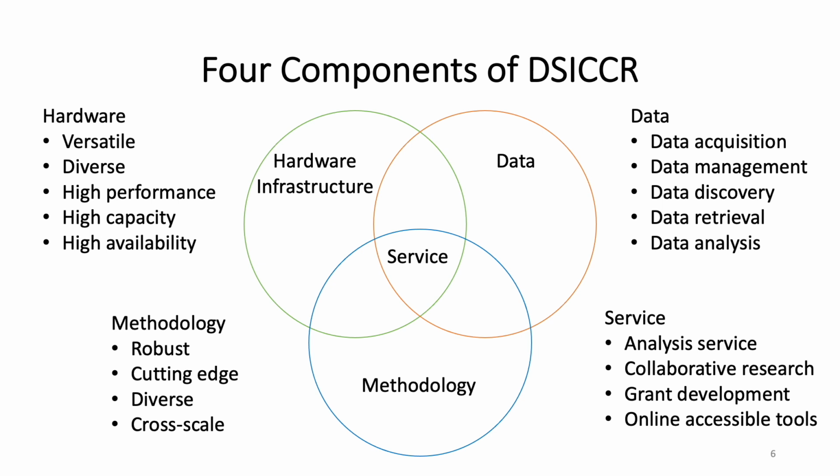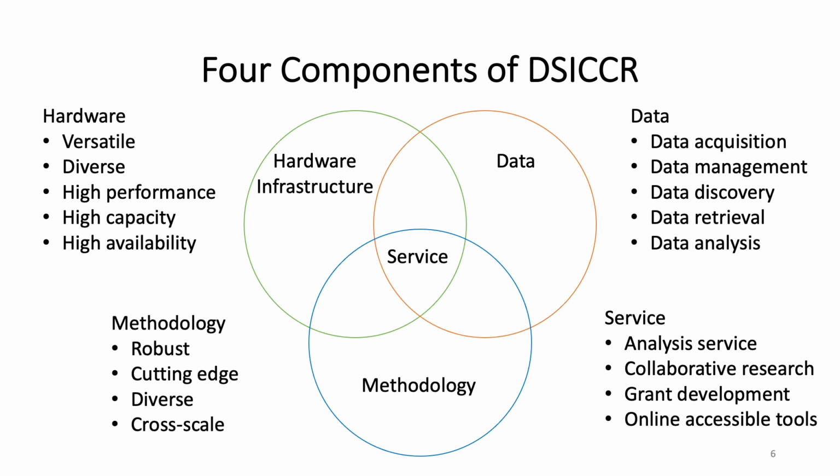The first one is the hardware. As I mentioned earlier, in order to process cross-scale data at the grand scale that we have, for example, TCGA and other large data sets, you have to have a robust hardware infrastructure. And the hardware has to be versatile, diverse, high performance, high capacity, and high availability.